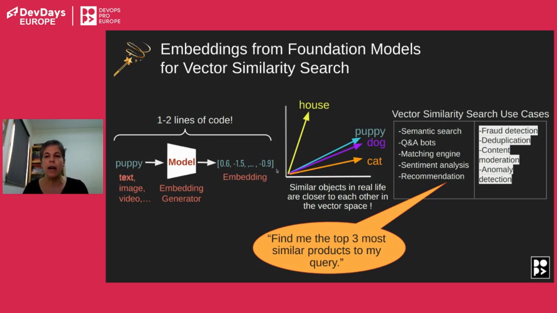And on the other hand, there are use cases like fraud detection, deduplication, content moderation, and anomaly detection where we do the opposite. We find the most similar and we want to remove, avoid, stop. So we find two products that are very similar. It's a duplication, we remove one of them. And all of this has to be done in a split second, because if I have an e-commerce site and somebody is doing a search and I want to recommend the product, it's not going to wait even a second. So it has to be done in a split second.